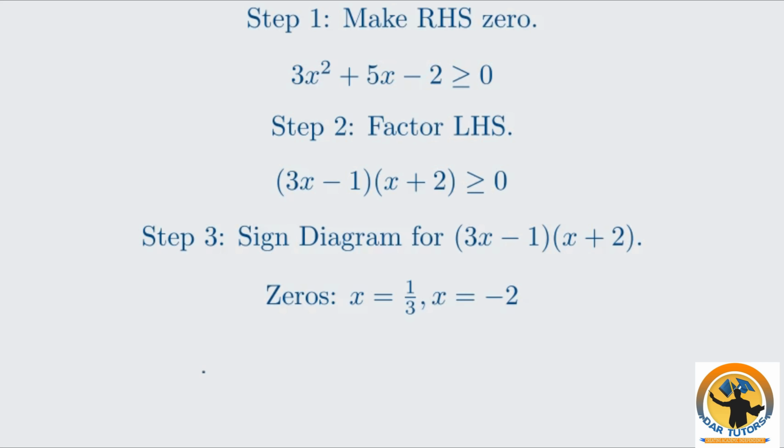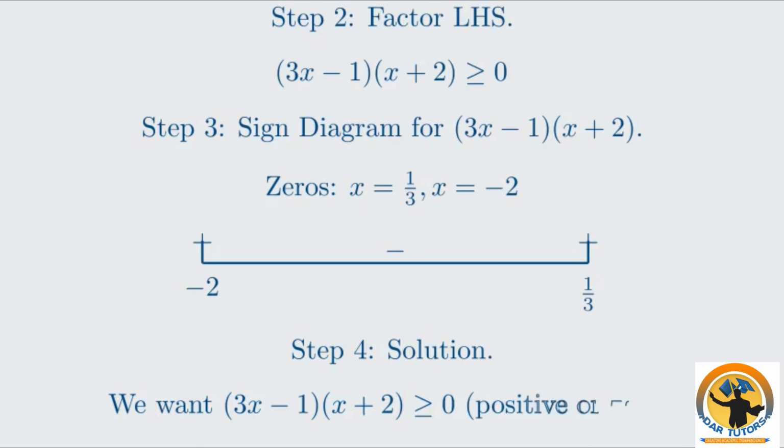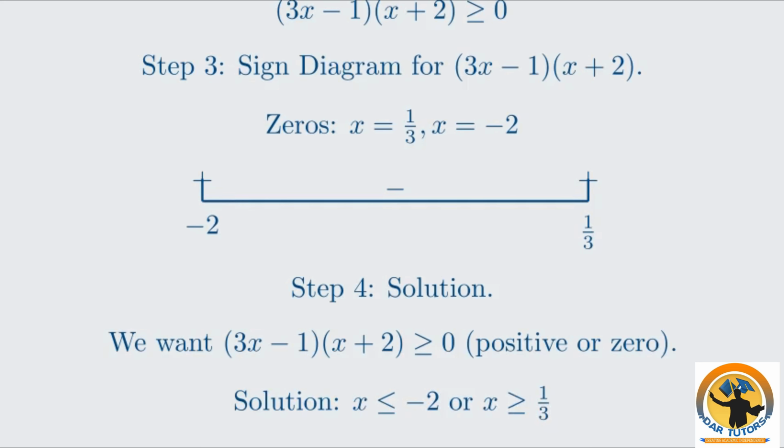Step 3. Draw a sign diagram for the expression (3x minus 1)(x plus 2). The zeros are x equals 1/3 and x equals negative 2. Both factors have odd powers, so the sign will alternate. Testing a value greater than 1/3, like x equals 1, gives a positive result. So the diagram is plus, minus, plus. Step 4. Determine the solution. We are looking for where the expression is greater than or equal to 0. This corresponds to the positive intervals on our sign diagram. So the solution is x is less than or equal to negative 2, or x is greater than or equal to 1/3. We use or equal to because the original inequality included it.